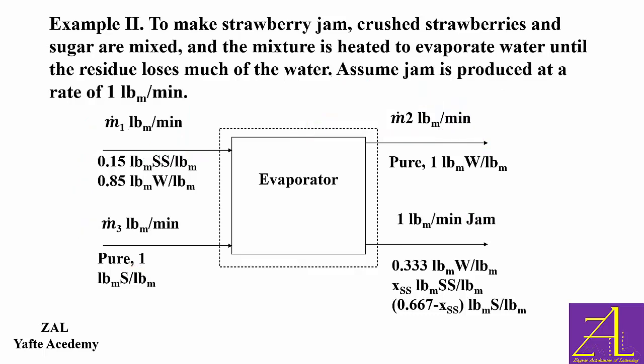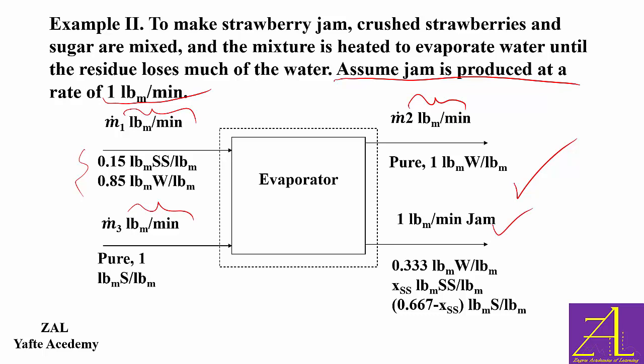When we operate the system continuously, we have a similar chart. Basically, you see the chart has not been changed much, except the flow rates are in pound mass per minute. So these are rates, not quantities. But the compositions are basically the same as before. And the assumption in this problem is the production of jam is 1 pound mass per minute, which is shown here. And M1, M2, and M3 are unknown. When it comes to rate, we can add a dot on it to show that it is per time.